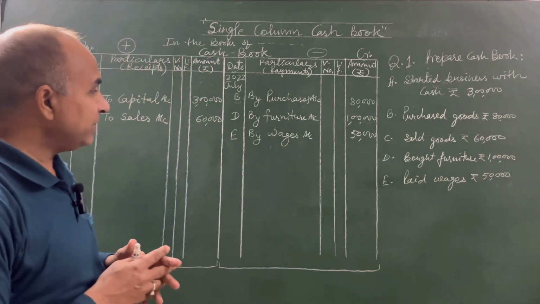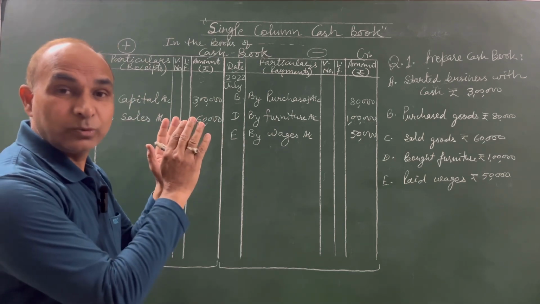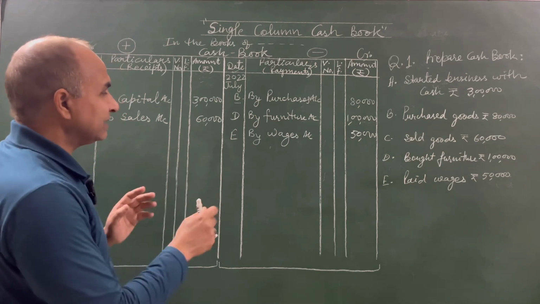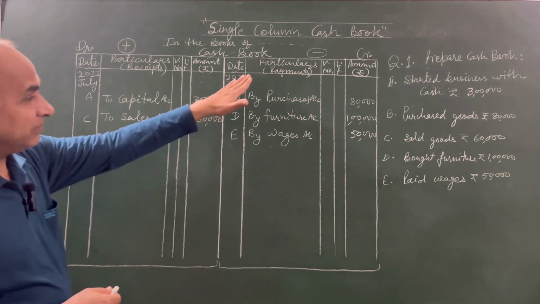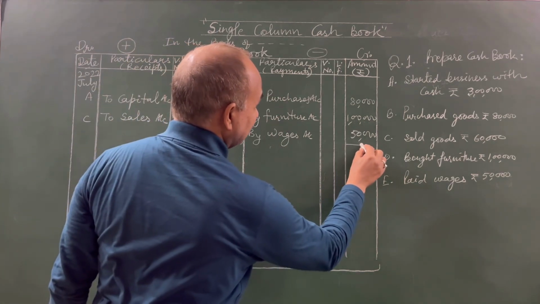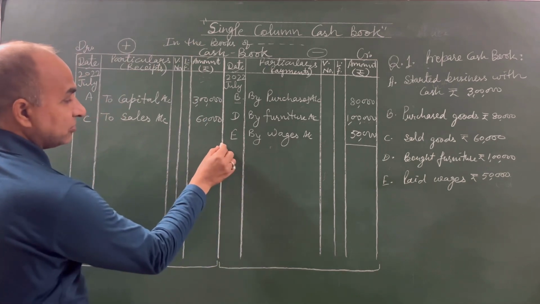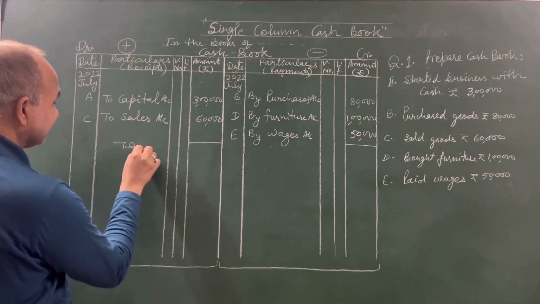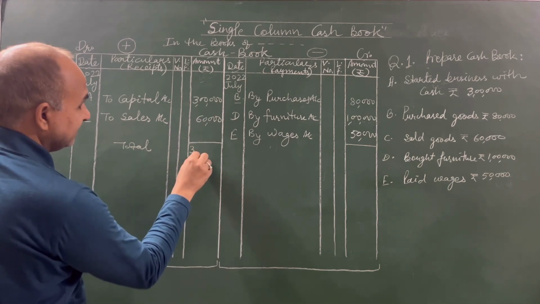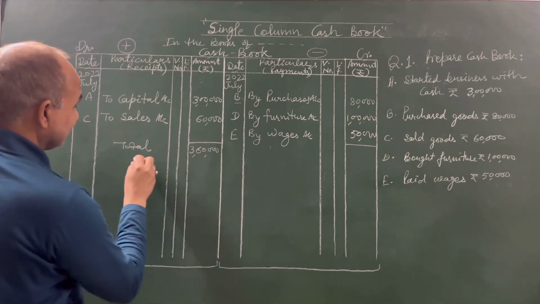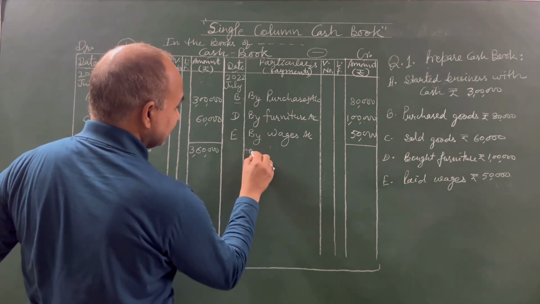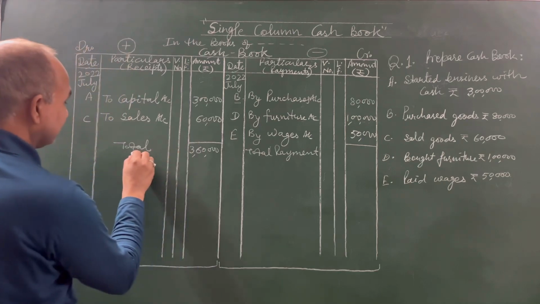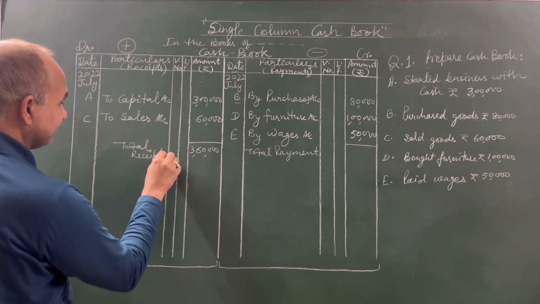So now we have to understand how to close the single column cash book and how to find the balance at the end of the month. Do one thing: the side where more transactions are there, draw the line, and a parallel line is drawn on the debit side also. Now do the total. This is total receipts, 3 lakh 60,000. You can write total receipts and total payments. This is a simple way to understand.